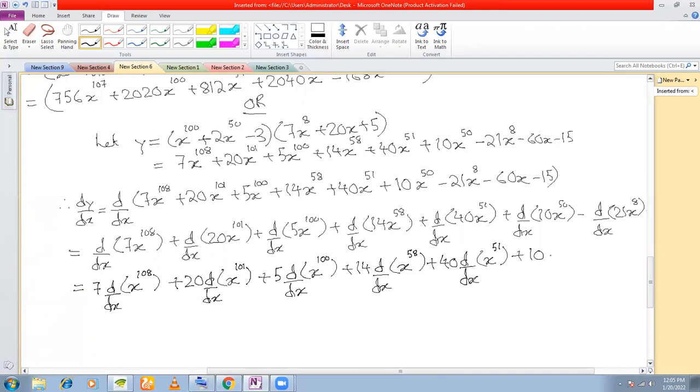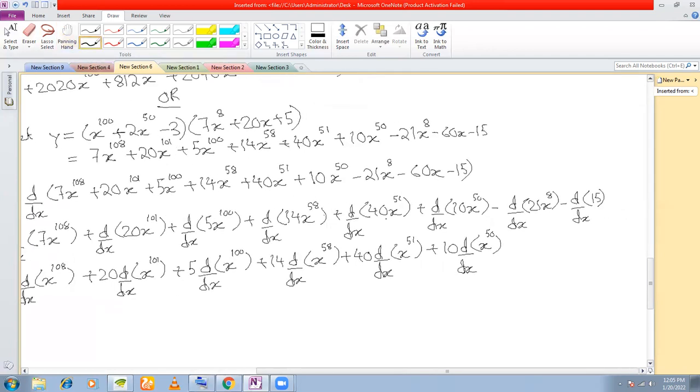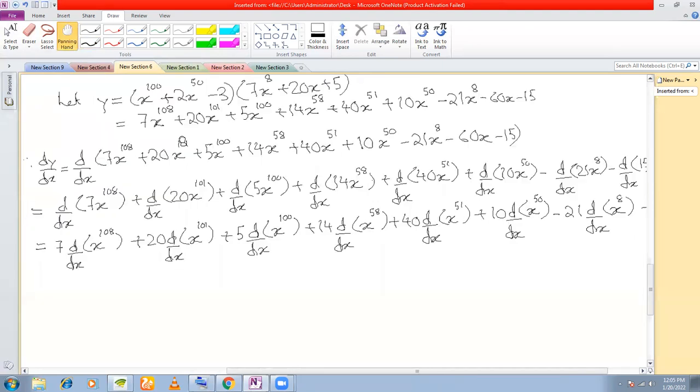plus 10 d/dx x^50, minus 21 you can take out, this has d/dx x^8, and the differentiation of 15 will be 0 because it is a constant.